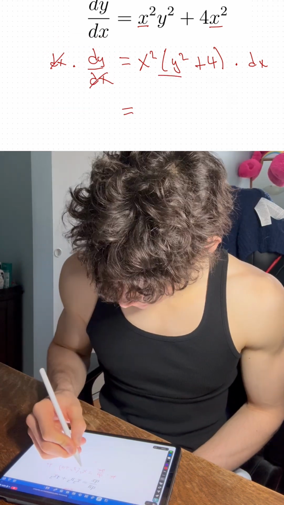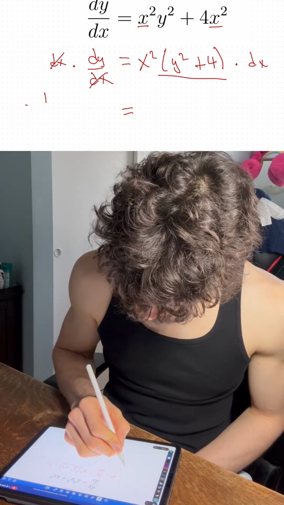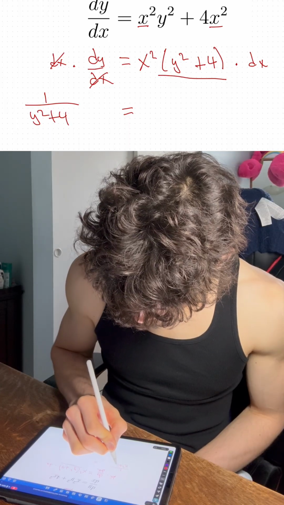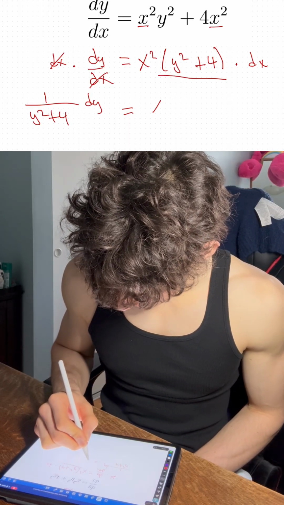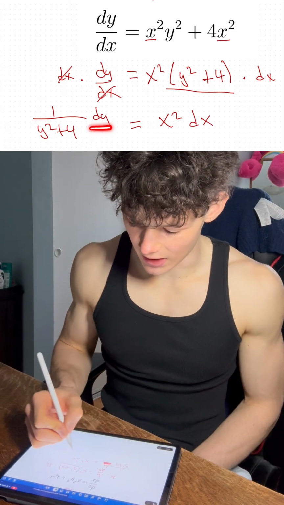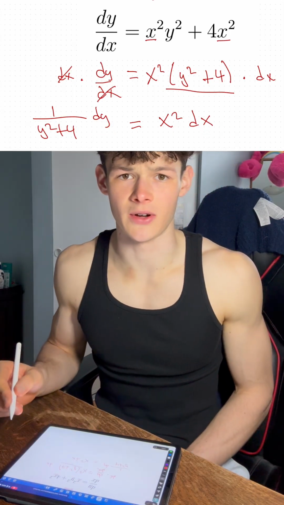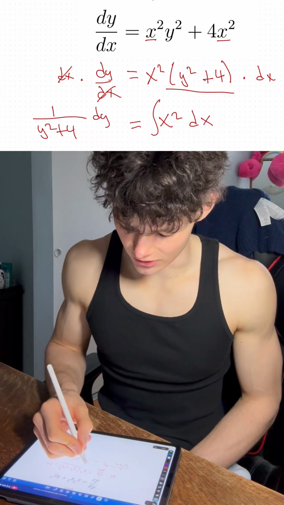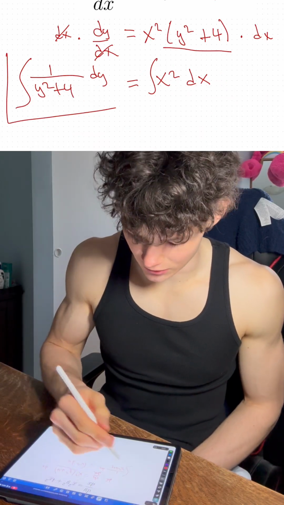These would cancel, and we divided both sides by y squared plus 4. You can bring that over to this side. y squared plus 4 d of y is equal to x squared, and we multiplied this side by d of x. To get rid of our d of y and d of x, you just have to do the inverse operation. What's the inverse of a derivative? You take its integral. You just have to figure out how to compute these two integrals.